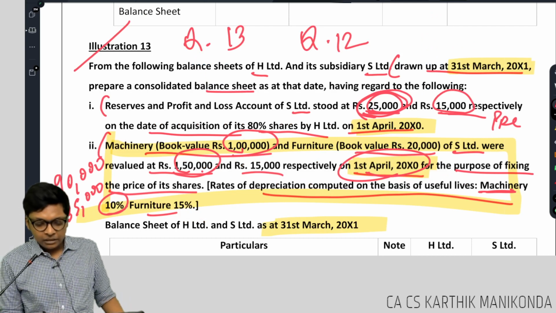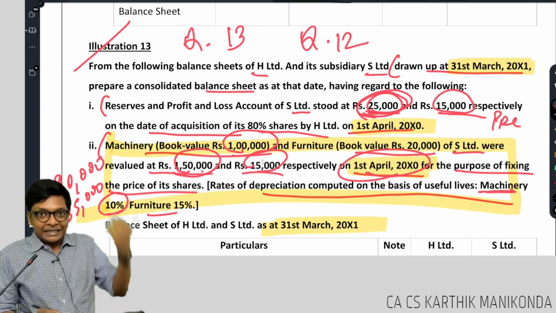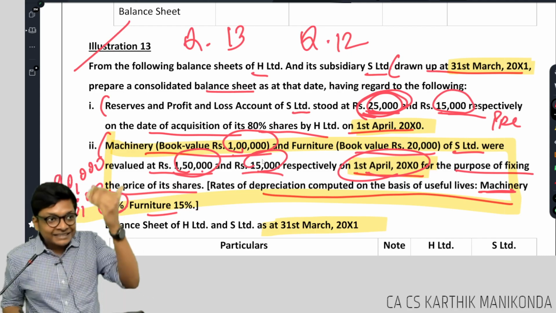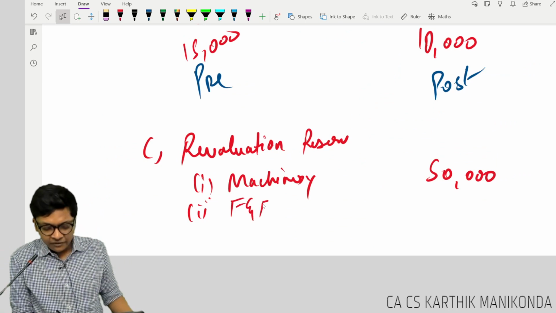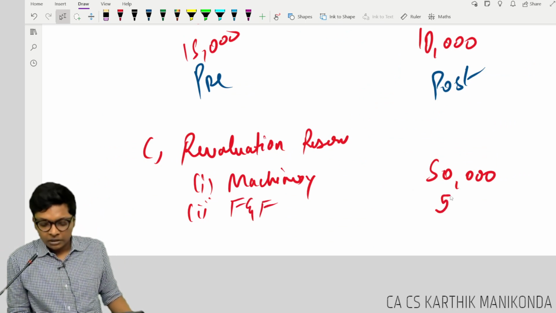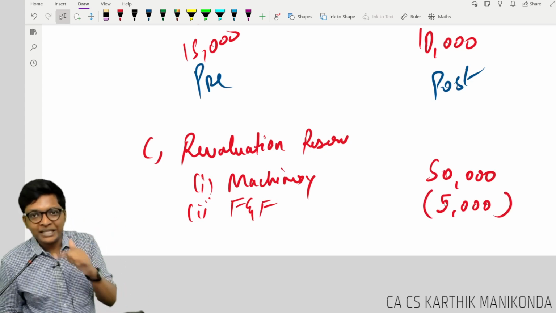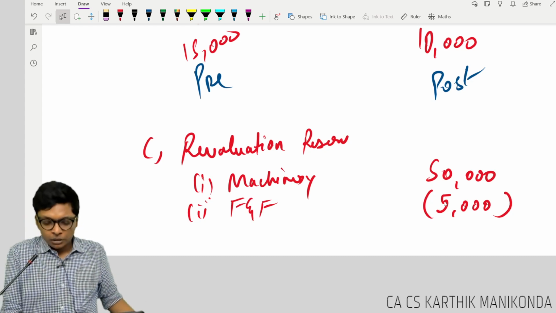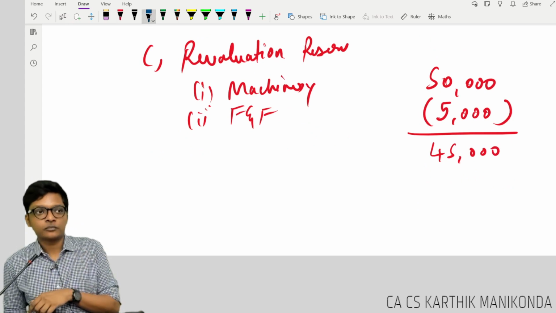Furniture. Book value is 20, it became a downward revaluation. It has reduced my revaluation. So I will write here furniture and fittings. How much? 5,000 in bracket, because it has reduced. Are you following? As 20 became 15, you can't add 5. So what is the net impact of revaluation? 45,000. This is pre or post?